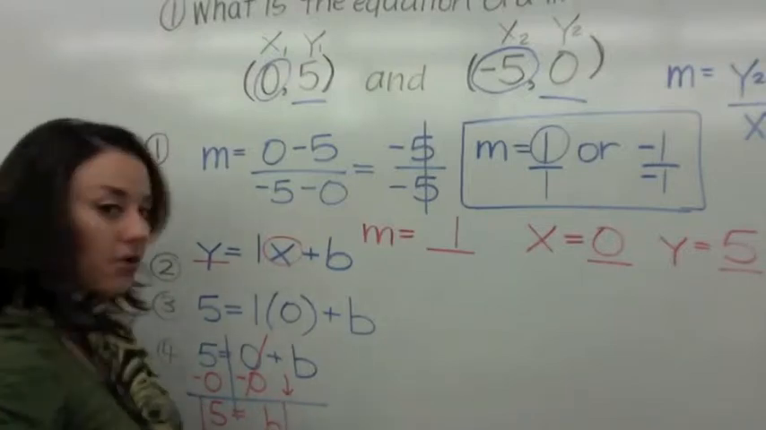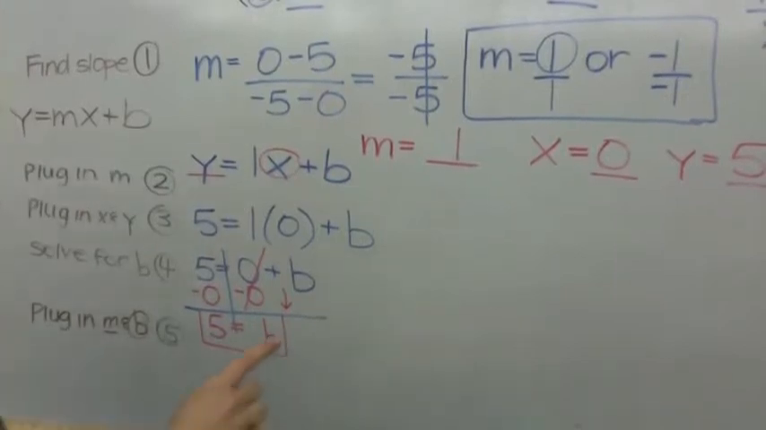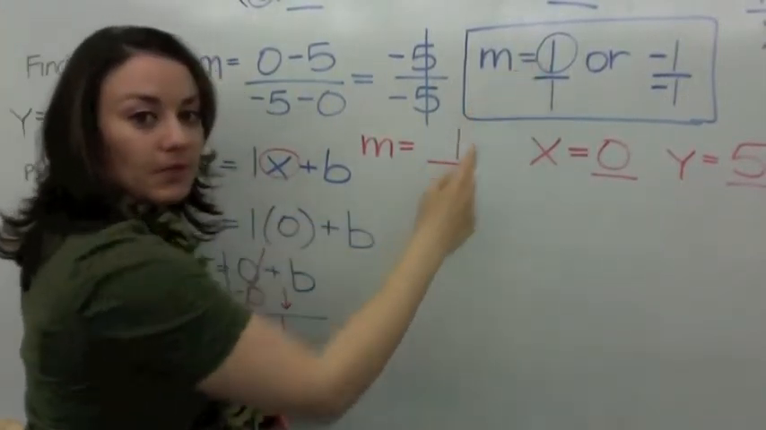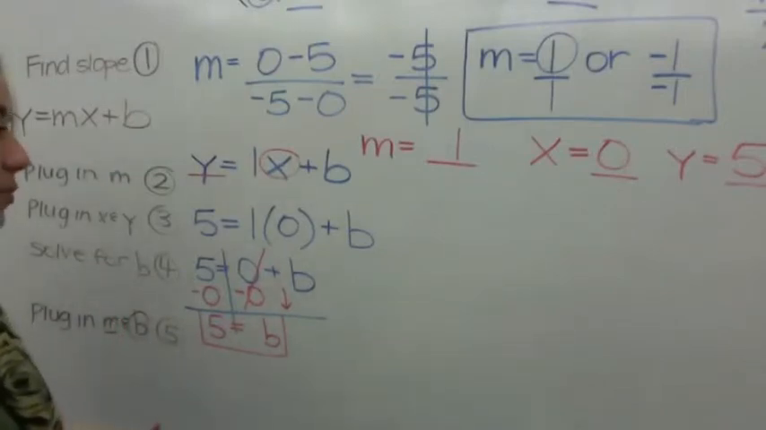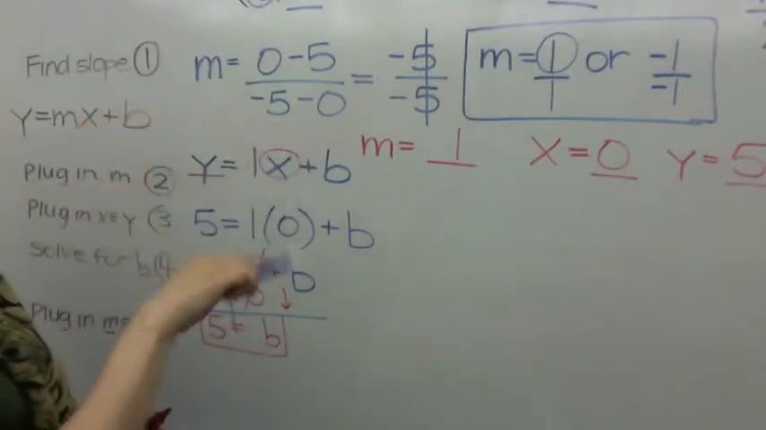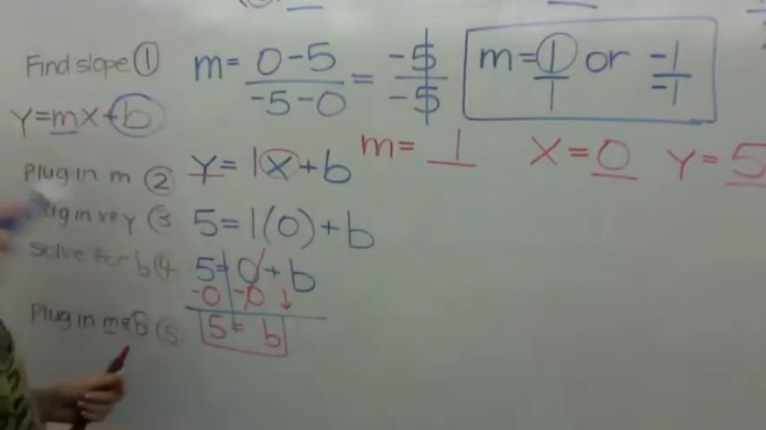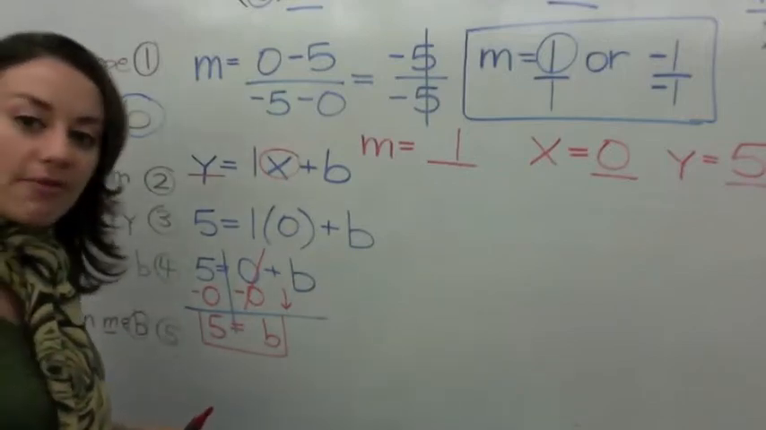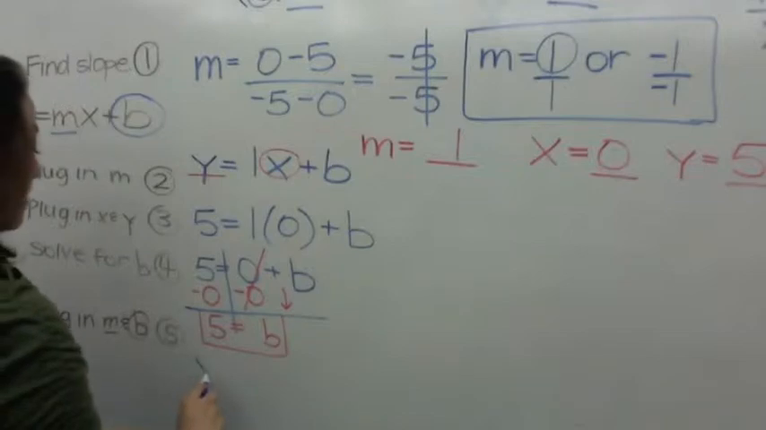B is 5. Okay, so now we have m. M is 1. Remember, m is what? It's 1. And b is 5. So the last step you're all having a hard time with. This is the whole reason why we do this, is to write a linear equation. So we're finding m and we're finding b so that we could write an equation to graph a line.